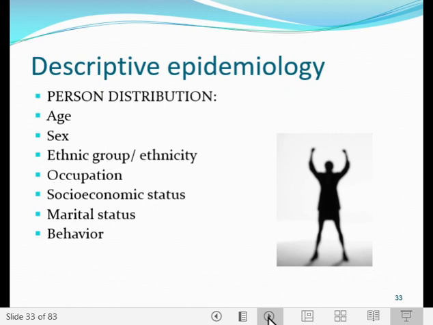Similarly, cancer of the cervix is not found or very rarely found in nuns. Behavior means lifestyle associated diseases. If you have a life which is full of stress and tension, then accordingly you are more susceptible to diseases and to an early death.